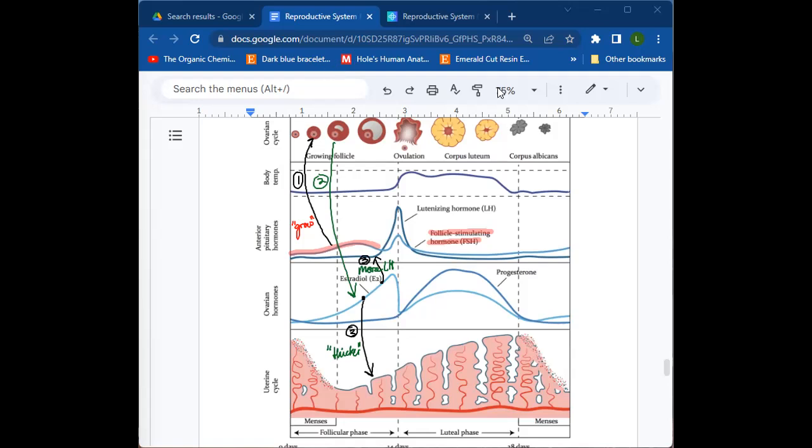Okay, then the LH, when more of the luteinizing hormone is released, that's going to go to the ovarian follicle and tell the ovarian follicle to pop and release the egg, especially when the luteinizing hormone reaches its peak, its maximum.